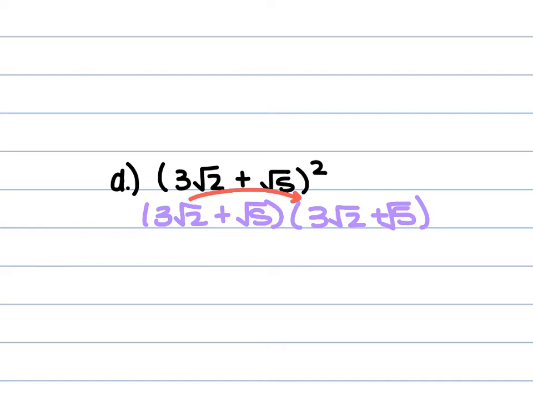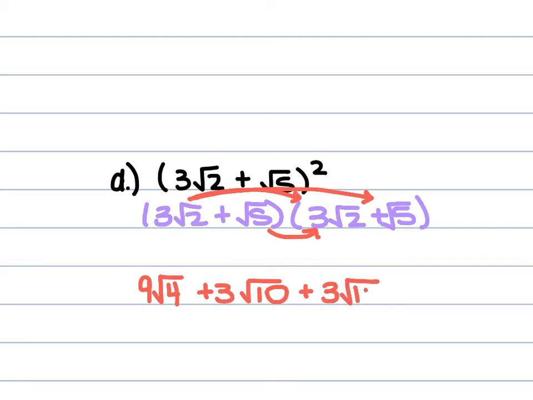3 square root 2 times 3 square root 2 is going to be 9 square root 4. 3 square root 2 times square root 5 is going to be 3 square root 10. Square root 5 times 3 square root 2 is 3 square root 10. And square root 5 times square root 5 is going to be the square root of 25. So the square root of 4 is a 2, so that's 9 times 2.